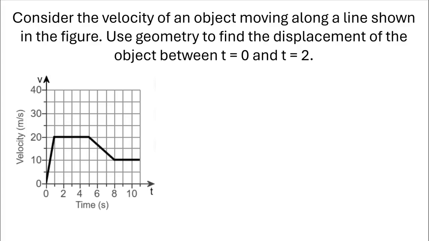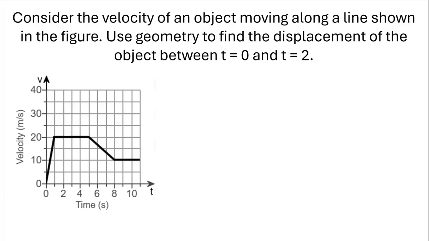So to find the displacement, we just need to find the area beneath the curve from t equals 0 to t equals 2. And we know that when we find the displacement, it's going to be in meters per second times seconds, which will give us meters. But let's first take a look at the graph and analyze it so we can figure out what's going on here.